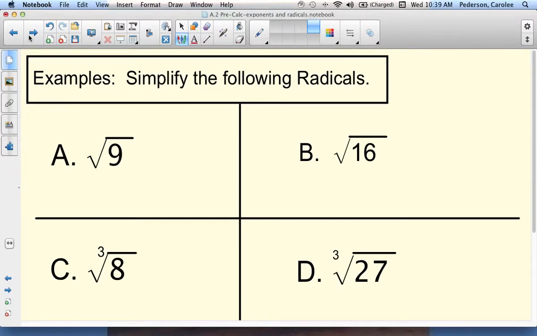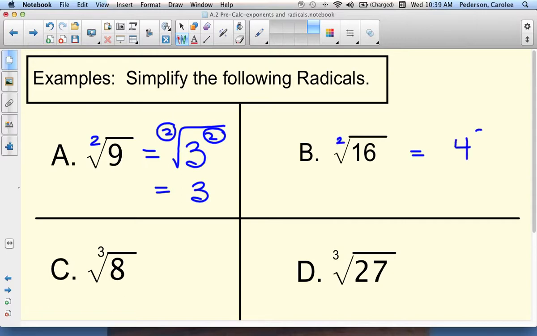Here are some examples of simplifying radicals. The first example is the square root of 9. Its index is 2, so you can rewrite that base of 9 as 3 squared. And then notice that the index and the power match up, so your answer is just 3. This second example, the square root of 16, its index is 2, so you can rewrite that 16 as 4 squared. Now if my index and my power match up, I'm left with just the base of 4.